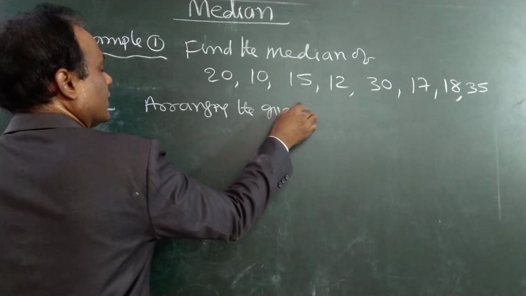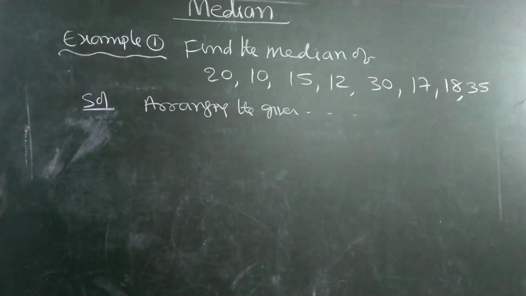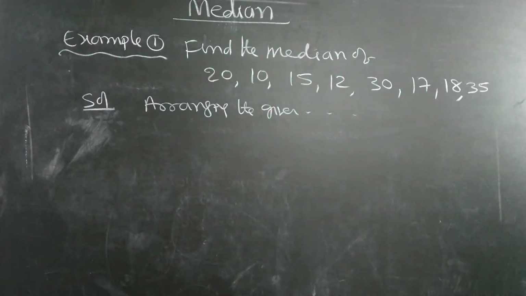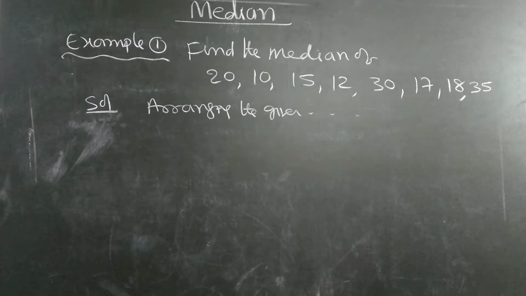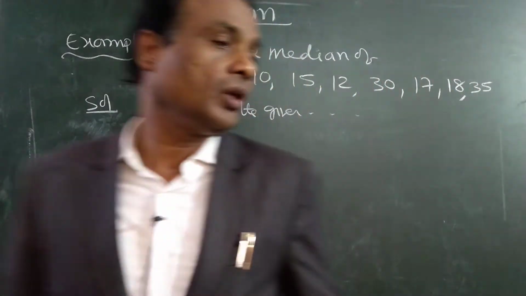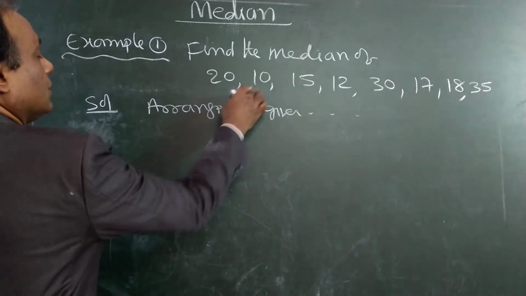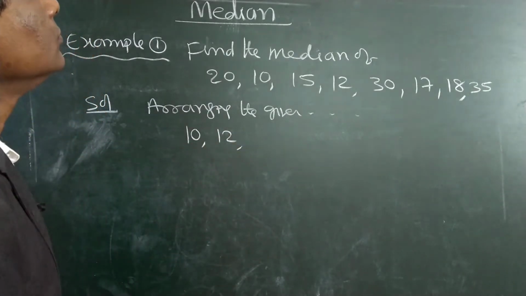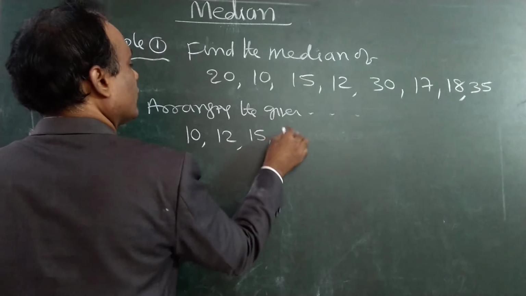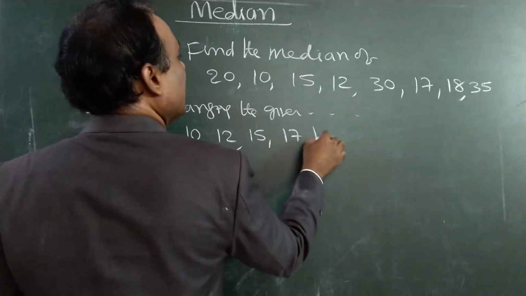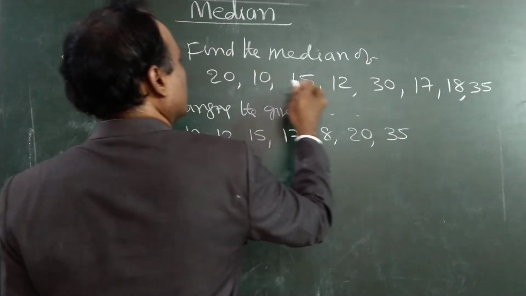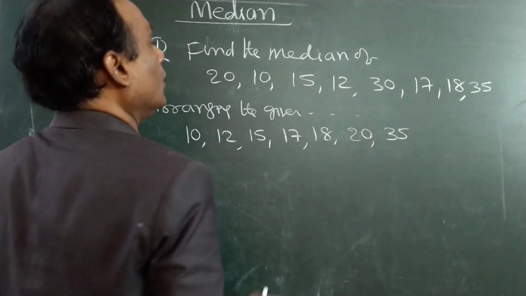Arranging the given observations in the ascending order. Arrange them in the ascending order, smallest to greatest. What is the ascending order? What is the smallest number? 10, 12, 15, 17, 18, 20, 30, 35.